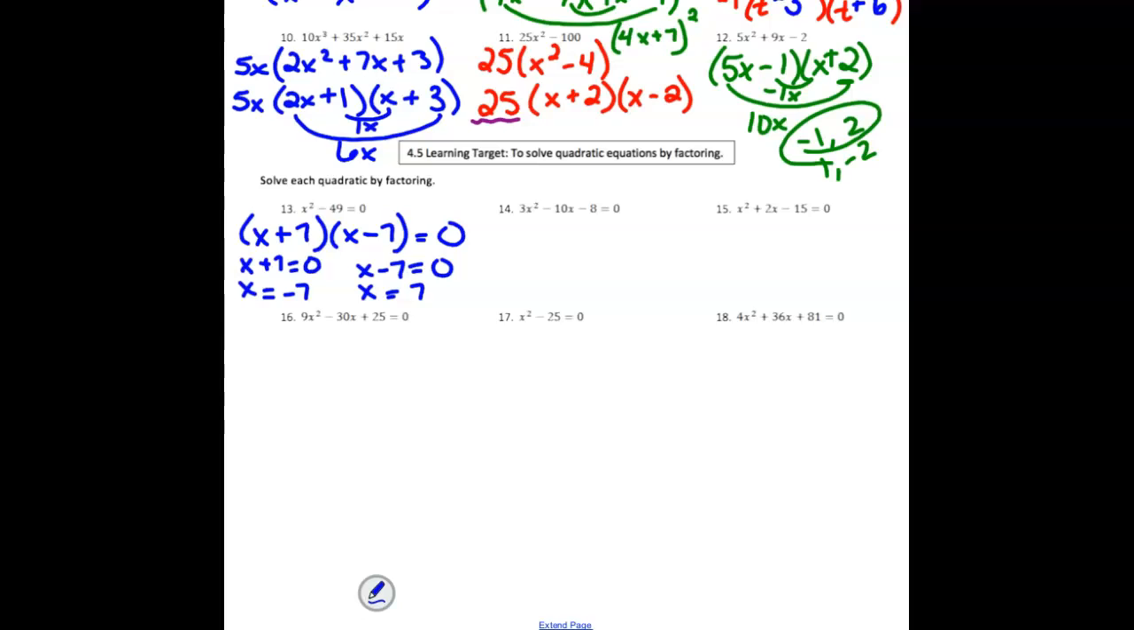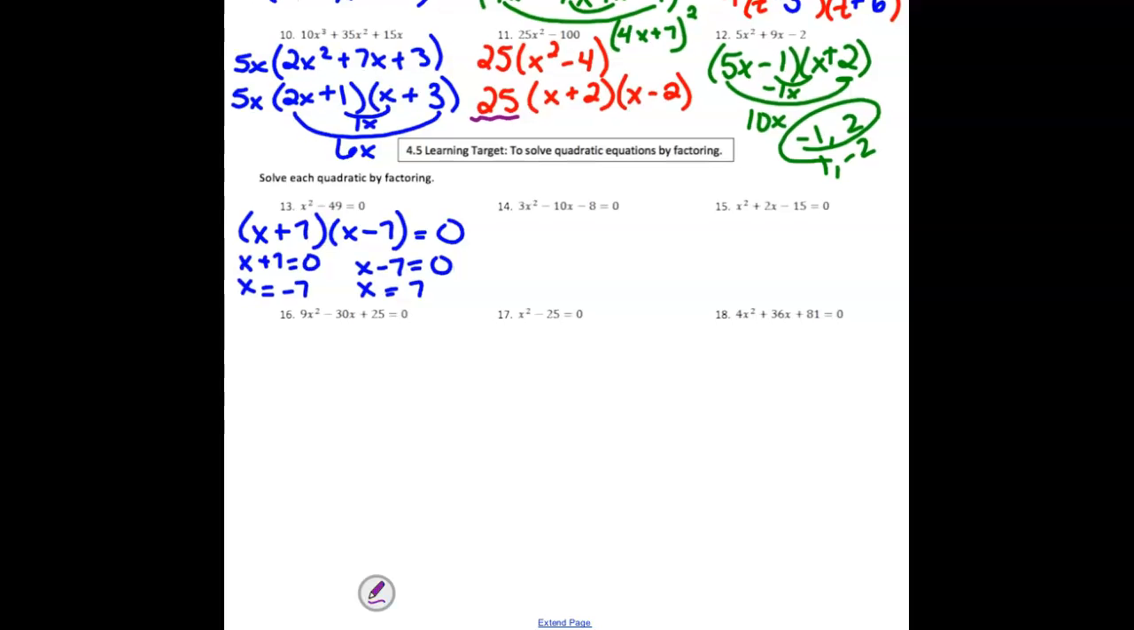For question 14, we have 3x squared minus 10x minus 8. There's no common factor that we can pull out. So let's go ahead and split up our 3x squared. We'd have 3x and x.